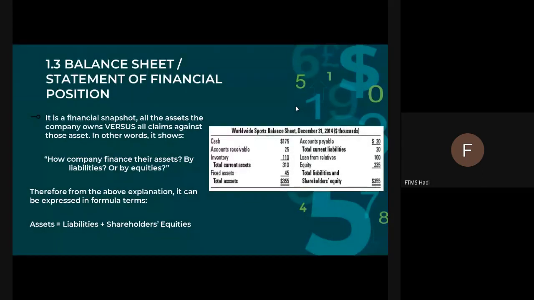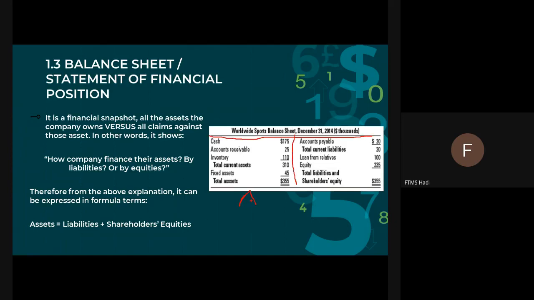Okay. Balance sheet. The first component in financial statements is the balance sheet, which is the statement of financial position. It is a financial snapshot whereby all the assets the company owns are set against all claims against those assets. In other words, it shows how the company finances its assets, by liabilities or by equities. Let me interpret this one for you.